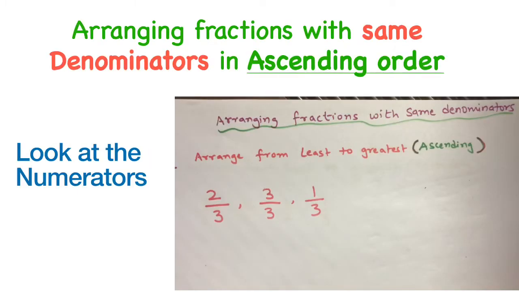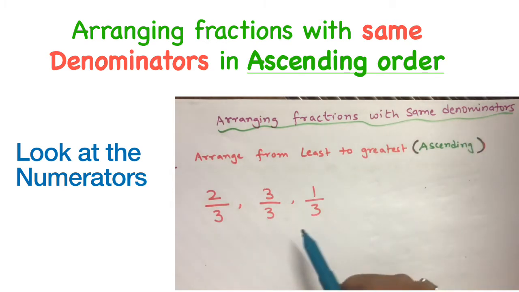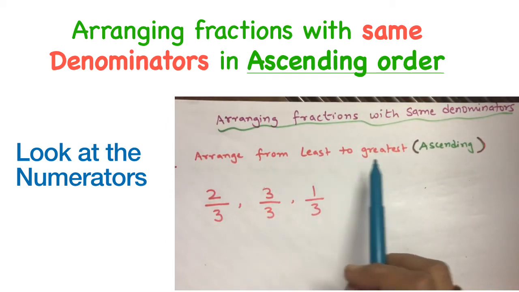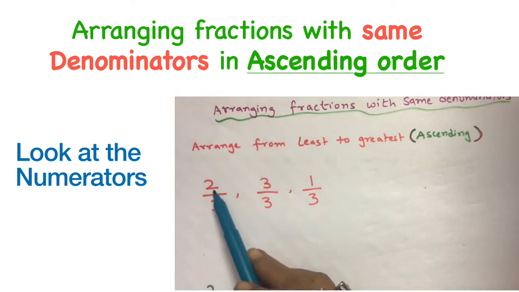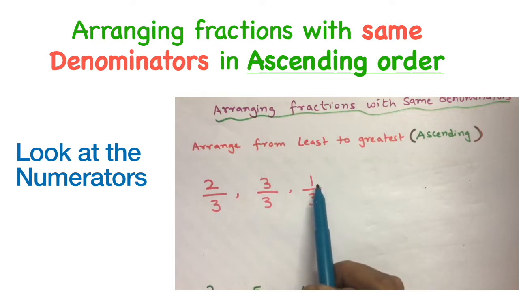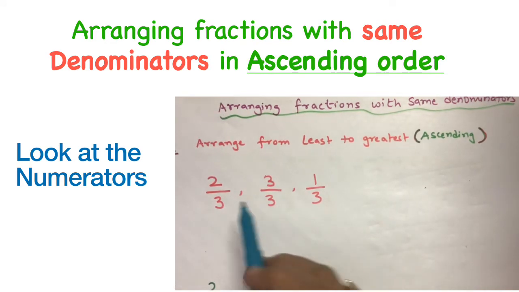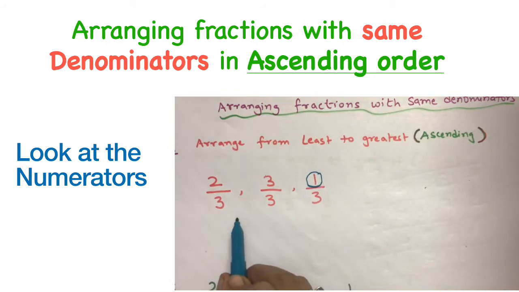Start with the first type, that is arranging fractions with same denominators. This means like fractions which have denominators same. So first example here is we have to arrange from least to greatest, that is in ascending order. We have to look at the numerators. Whichever is the smallest will come first. Here smallest is 1. So we will write this fraction first.